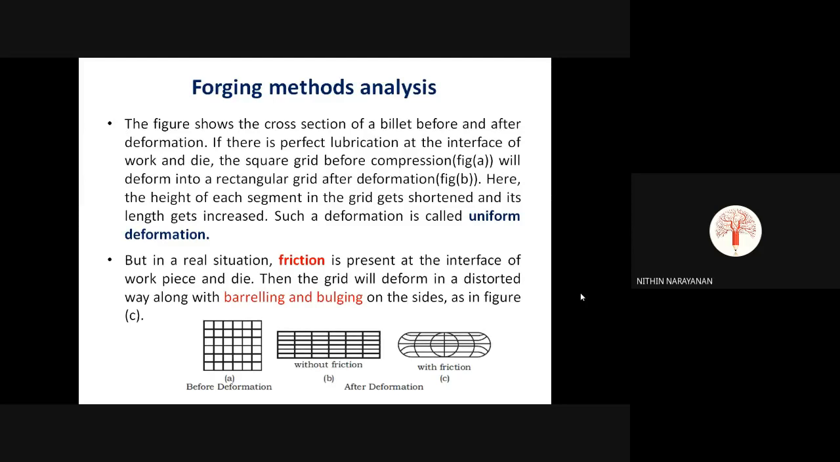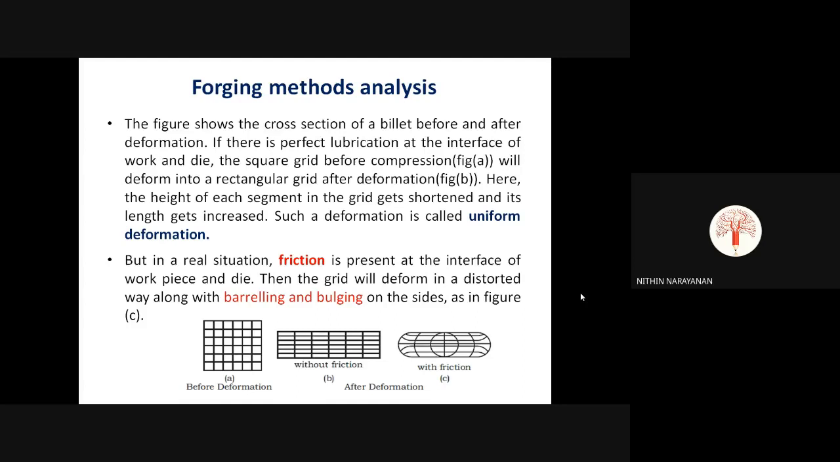So if the first case is converted into the second case after application of this forging process, then such a type of deformation is called a uniform deformation. All the parts are uniformly elongated. You can see that individual square grids are also converted into rectangle grids having similar dimensions. That means uniformly it is deformed.